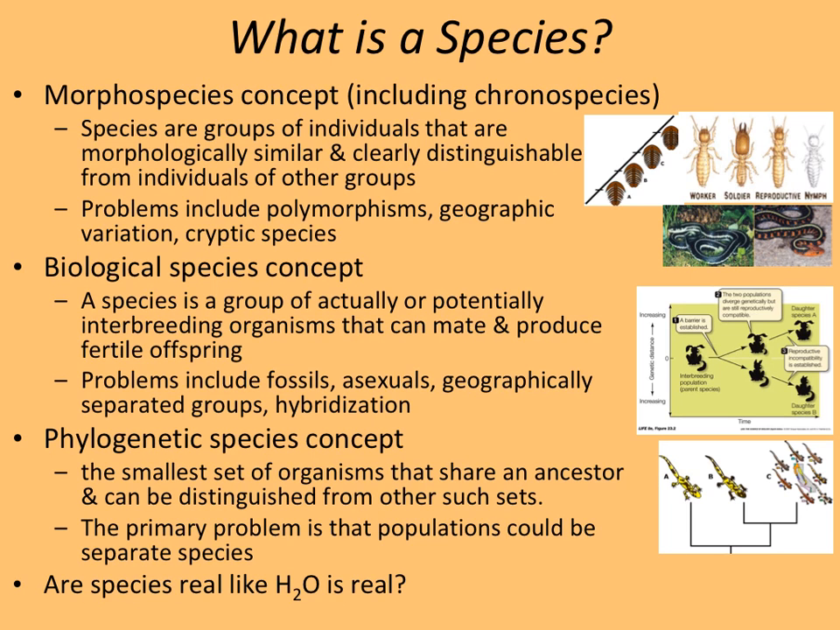Okay, so there's three species concepts we're going to use. The first is the morphospecies concept, that is, morphology. Or we can call it a phenotypic species concept. Species are groups of individuals that are morphologically similar. They look the same, clearly distinguishable from individuals in other groups. The trouble is that it's kind of an opinion. Oh, this is a species and that isn't. There isn't definitive criteria.